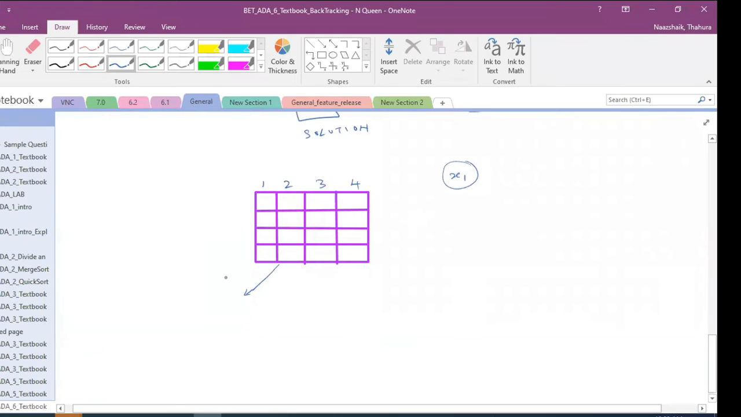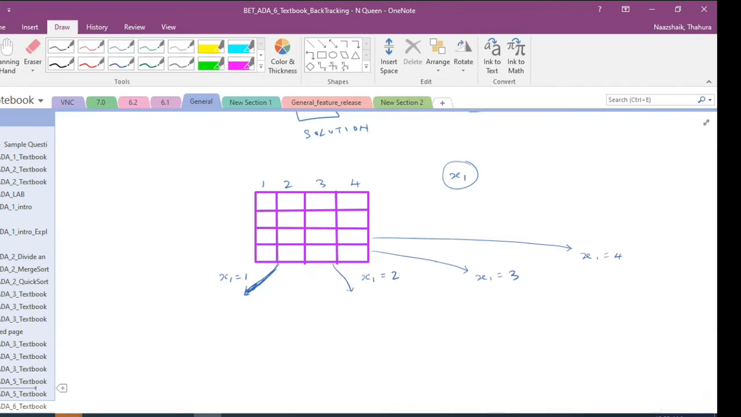The value of x1 can be 1, which means I can place it here. Or the value of x1 can be 2, and I can place it here. Or x1 can be 3, which means I can place it here. Or the value of x1 can be 4, and I can place it here. Because it's the first queen, I have in all 4 choices to place queen 1. So let us explore the first option.